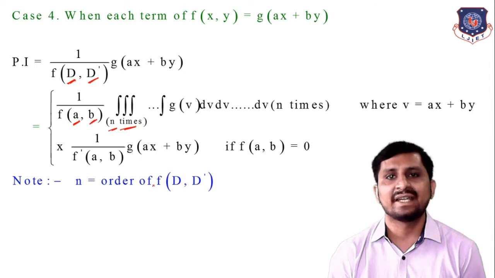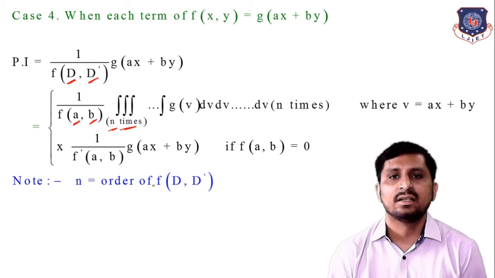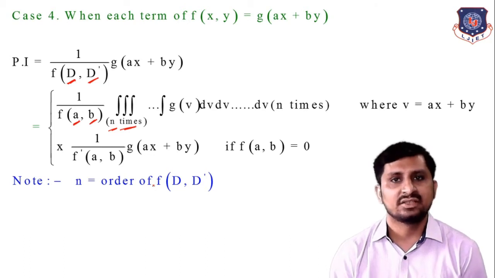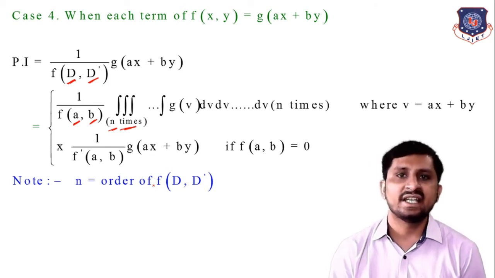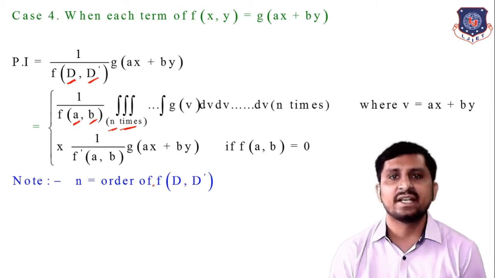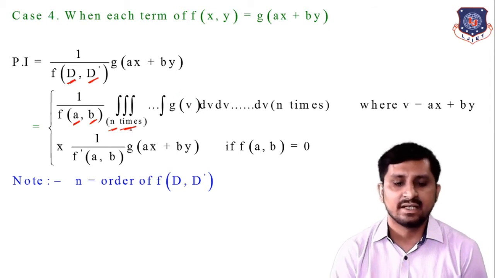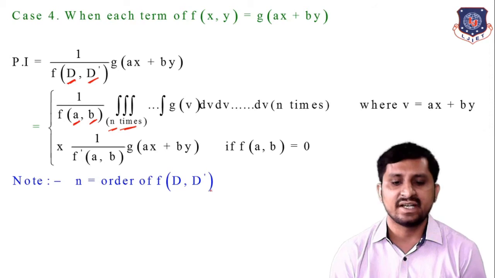Suppose your equation is like this, D cube, D square D dash, D dash square, D dash cube. So that means your order is 3. So that means you have to integrate 3 times. Suppose you have only D dash, so that means your order is 1. So you have to integrate only 1 time. Okay. So don't be confused here. Here I already mentioned n times, and n is what? Order of f of D, D dash.